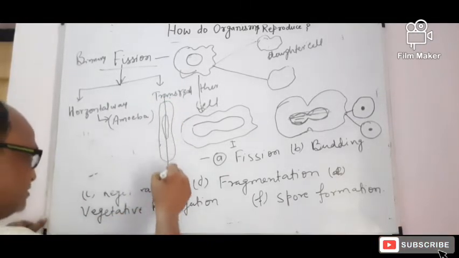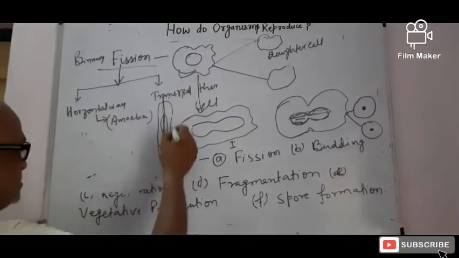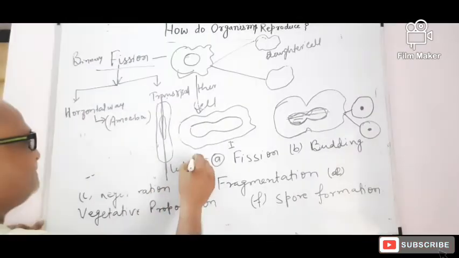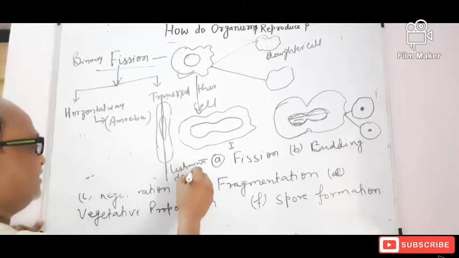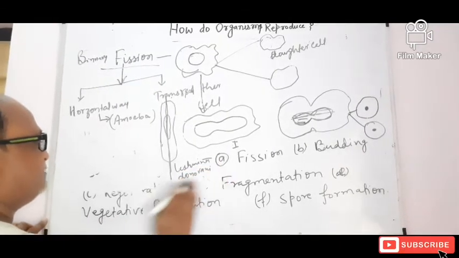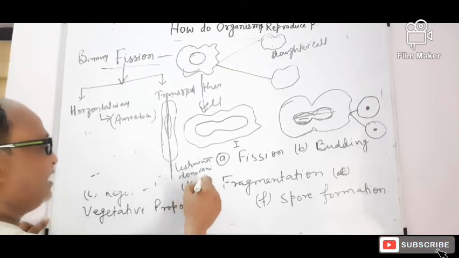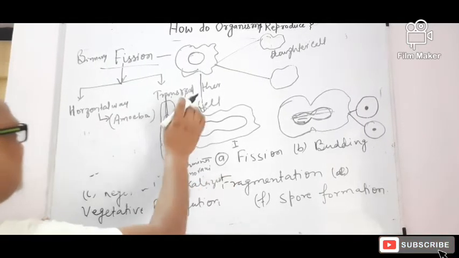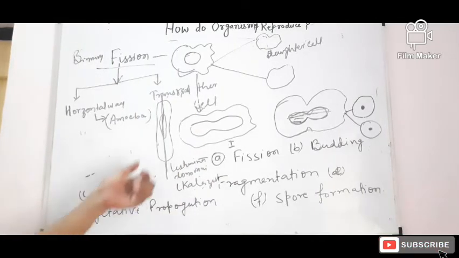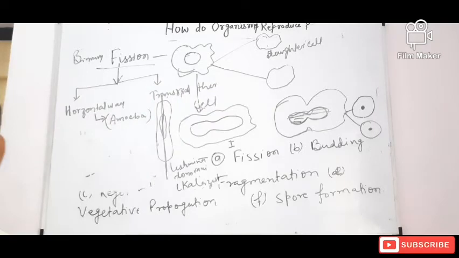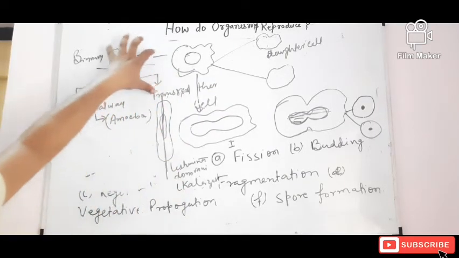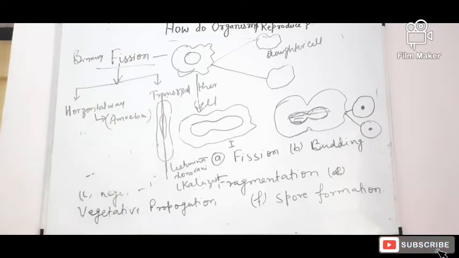There is a transversal fission in Leishmania donovani. It is a parasite of Kala-azar. Leishmania donovani and amoeba both are protozoa and both reproduce by binary fission. But in amoeba, horizontal binary fission occurs, while in Leishmania donovani, transversal binary fission occurs.